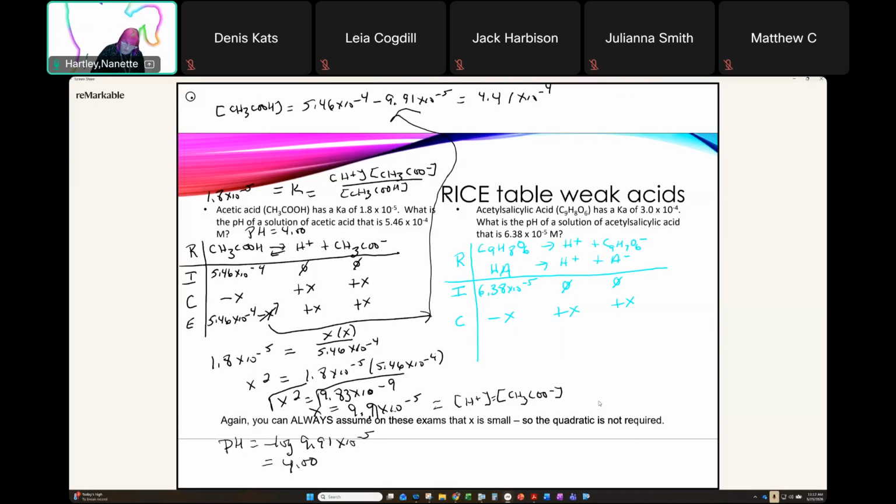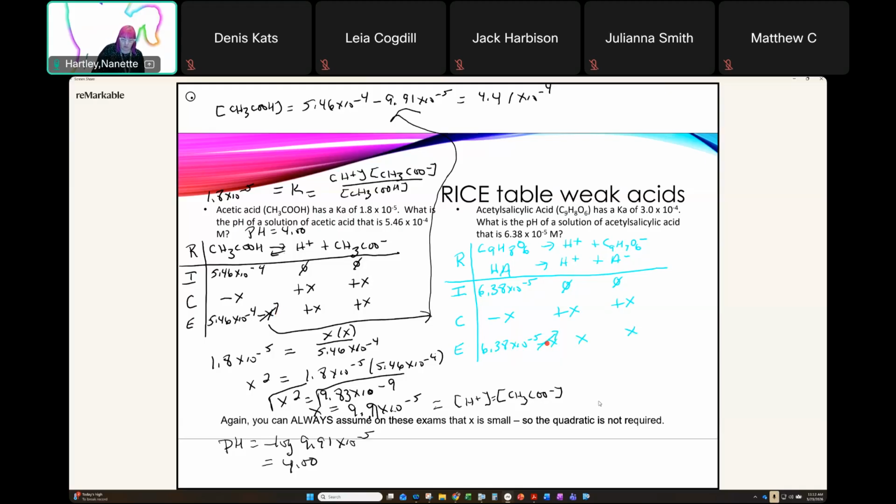At equilibrium, I will have 6.38 times 10 to the minus fifth minus that x, then x and x. So this looks exactly the same way that I had over here. Same idea, same kind of thing. I know that x is small, so I can ignore that portion as I do the initial solve.